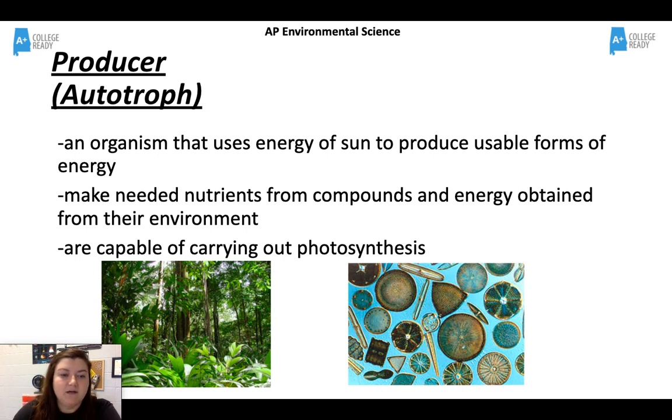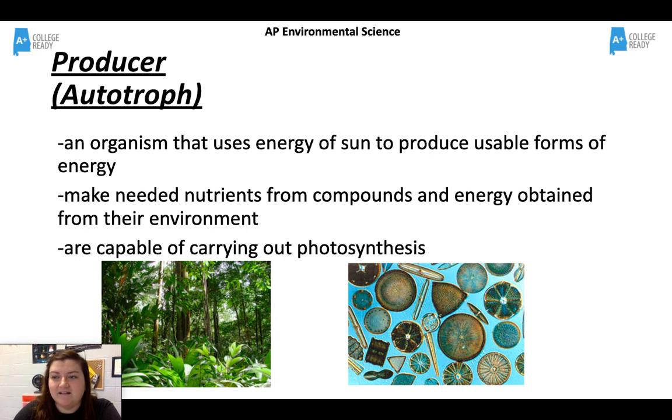Fairly easy to remember those ones. They make those needed nutrients from compounds and energy that they obtain from their environment. So you've got water, you've got soil, you've got sun, and then throw a little bit of carbon dioxide in there, and you've got some happy plants. And they carry out photosynthesis to do these things. So producers, also known as autotrophs.